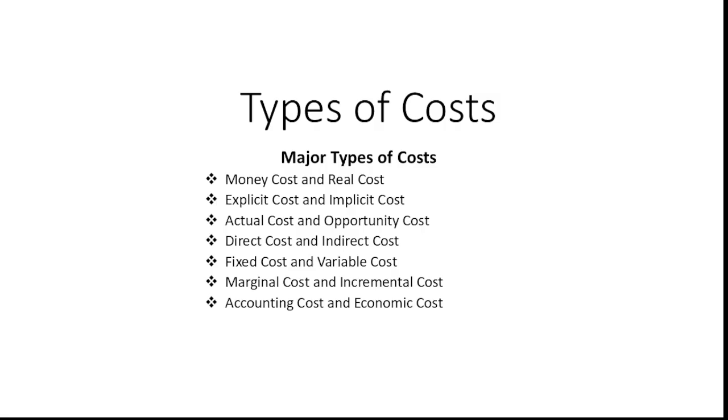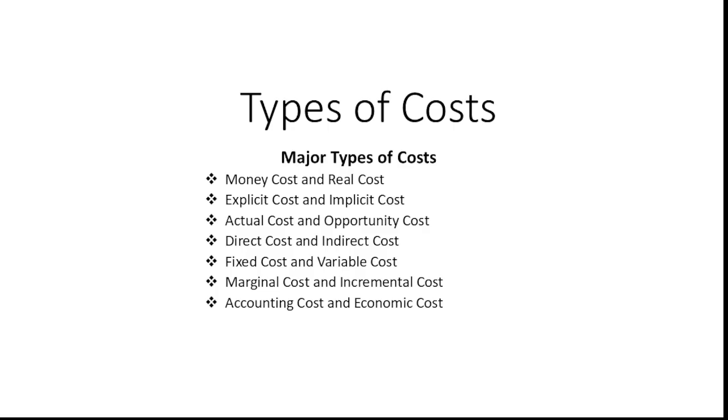Suppose with 10 laborers you are making 10 units of output, with this much of cost. Now with 11 workers you are making 11 units with, suppose, 15 units of cost. The difference, that is the additional cost incurred to produce an additional unit of output, is called the marginal cost.